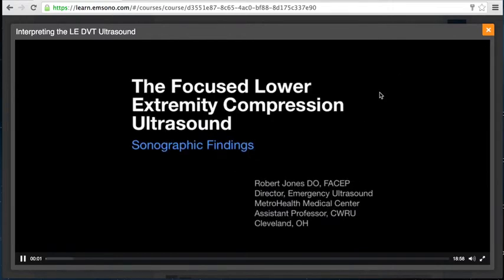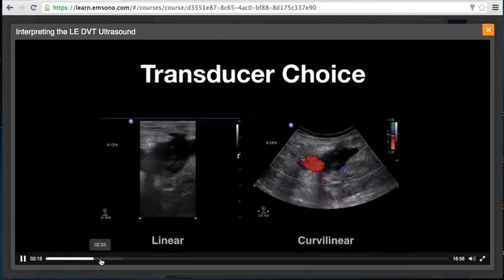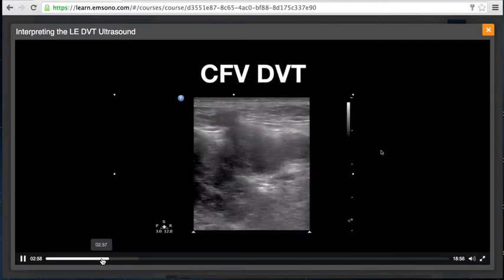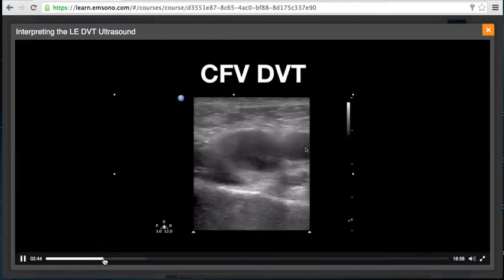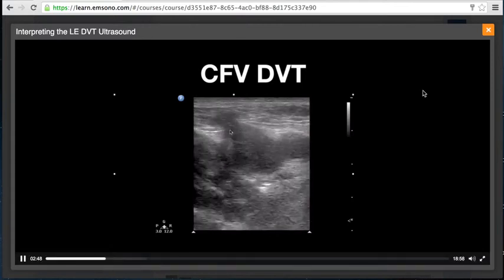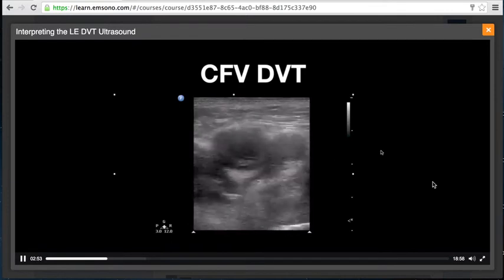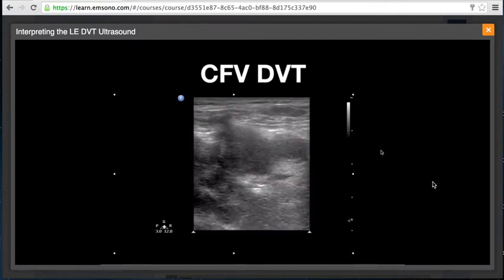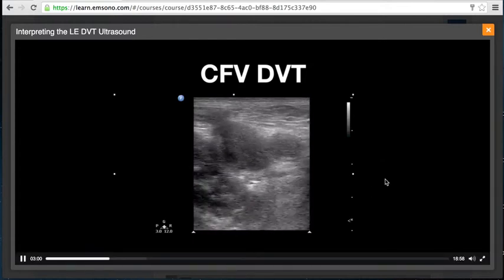I'm Dr. Robert Jones, and in this lecture we're going to go over the sonographic adequate amount of compression being performed, either a linear or a curved. Well, in most cases you're going to use larger than the adjacent larger patients, you're most likely going to have to switch. Now here's a patient with a common femoral DVT. There's the artery, there's the vein, you can see the saphenous coming in, and you can see that this vein is filled with echogenic thrombus. It's larger than the adjacent femoral artery, and it was non-compressed.